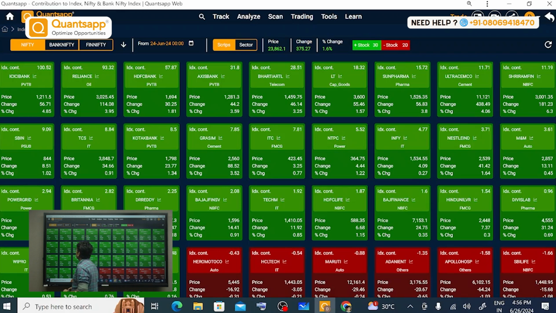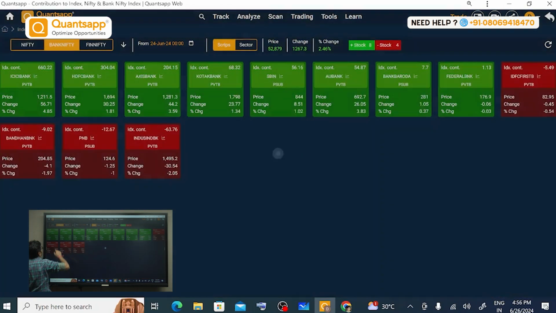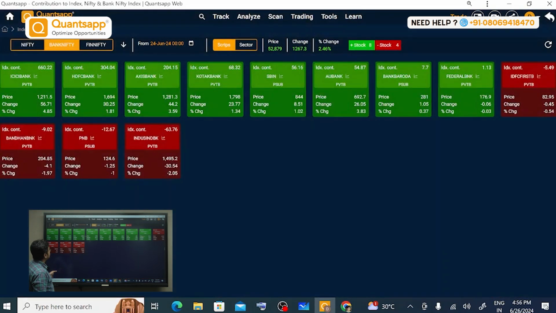Now let's go to the Bank Nifty. If I select Bank Nifty, as I said, the majority of the stocks are banks and NBFCs. So you can see 8 stocks are in positive direction, because since 18th of June, Bank Nifty is positive. It has moved from 50,000 to 52,500, more than a 2,500 point move. So obviously, most of the banks will be on the upside. You can see ICICI Bank, HDFC Bank, and Kotak Bank. These are the major players because they have larger market share as compared to others.